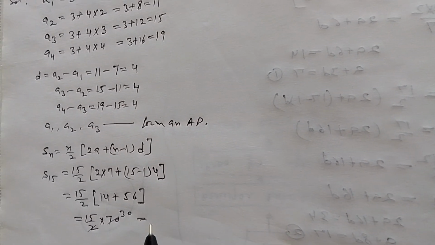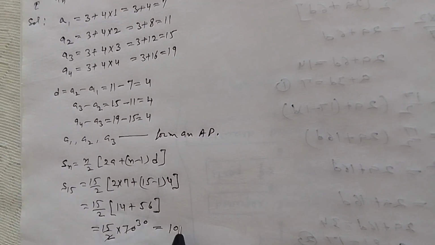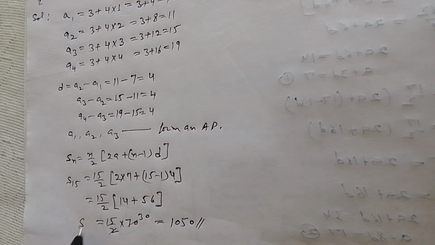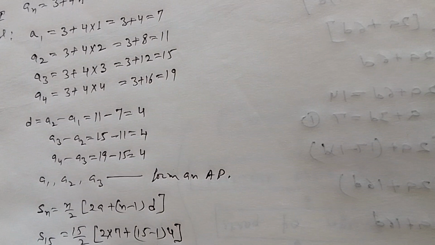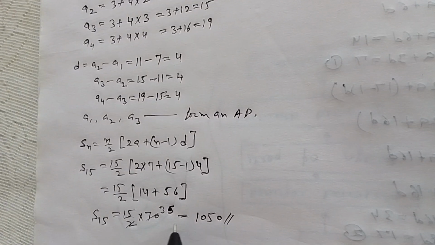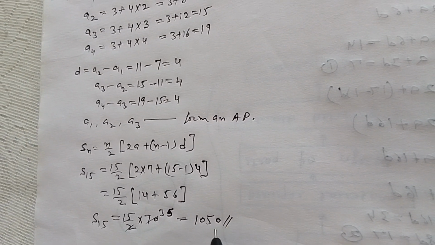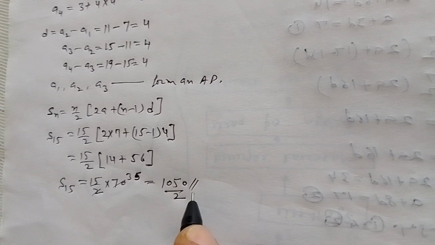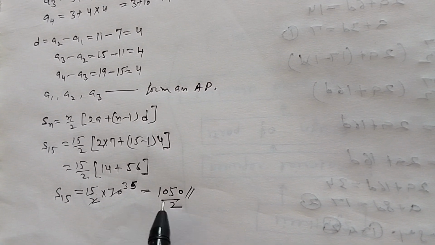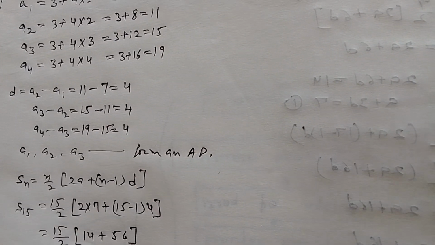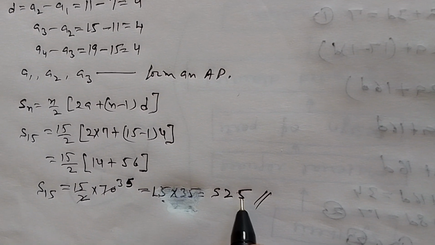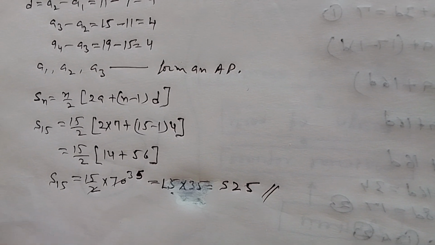So 2 is cancelled with 70, which gives 35. So 15 multiplied by 35 comes out to be 525. This is the sum of 15 terms, and this is the answer of the first part of the 10th question.